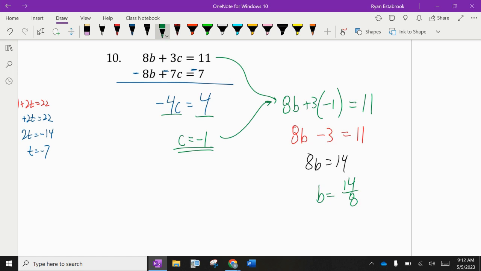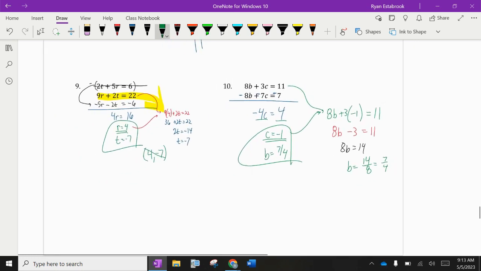I got 14 over 8. I can simplify that to 7 over 4. Still not exactly a pleasant looking answer. And this kind of epitomizes why I would like to do it this way rather than graphing. If I were trying to graph this as like 8x plus 3y equals 11 and 8x plus 7y equals 7, they would intersect at x is 7/4. And if I looked on a graph, there's no way that I'd be able to say, oh, clearly that's 7/4. When you get fractions, graphing is not good, but it is exactly 7 over 4, comma, negative 1, where these would intersect. So there is our solution to this system.